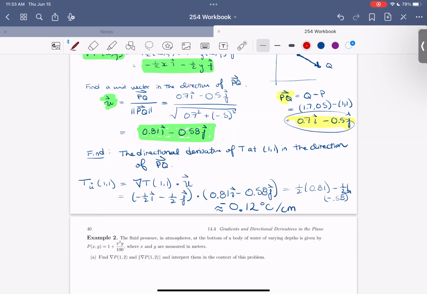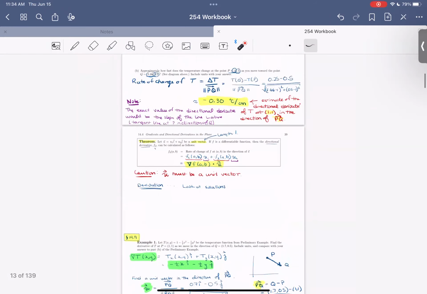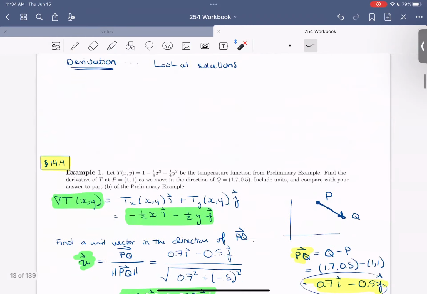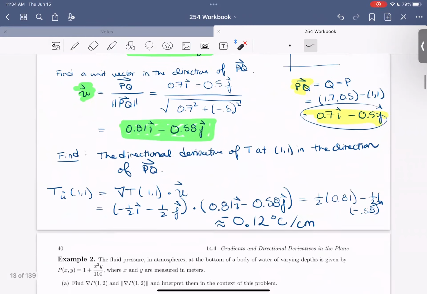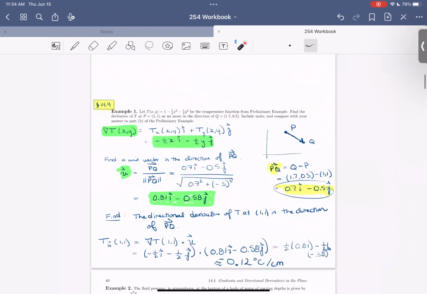What we just found is how fast the temperature changes at (1, 1) when we move in the direction of Q. We can compare our work with that from part B of the preliminary example. In part B, we got negative 0.3. So our estimate was fairly close. We got a negative in both cases, but we see that we get a more precise answer when we look at the directional derivative. All right, great work, everyone.